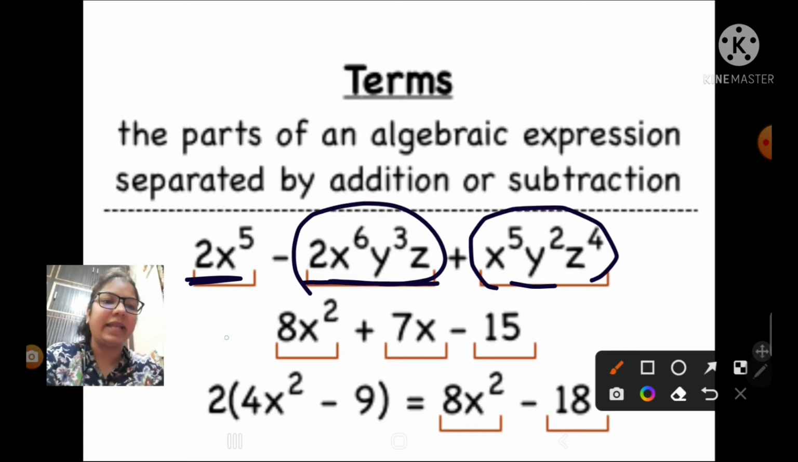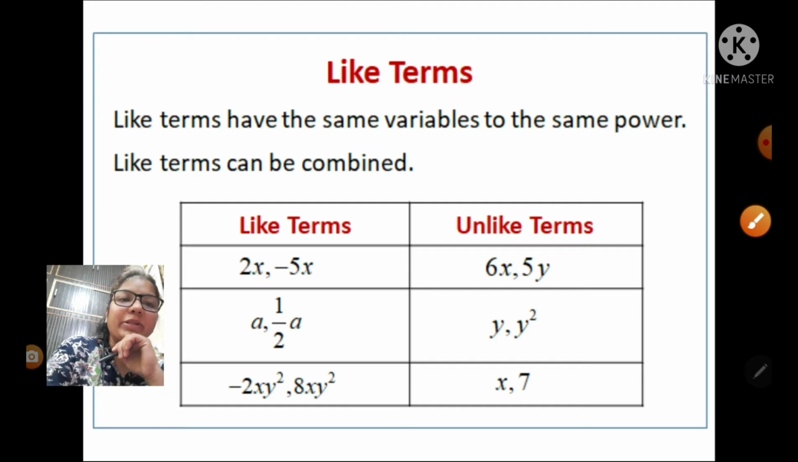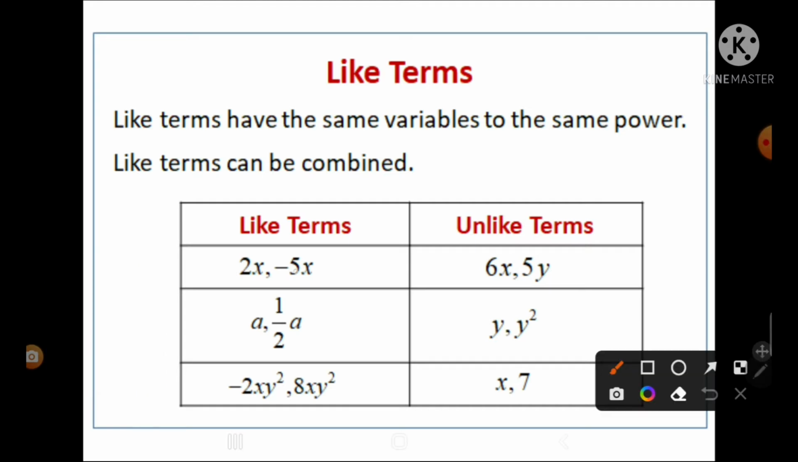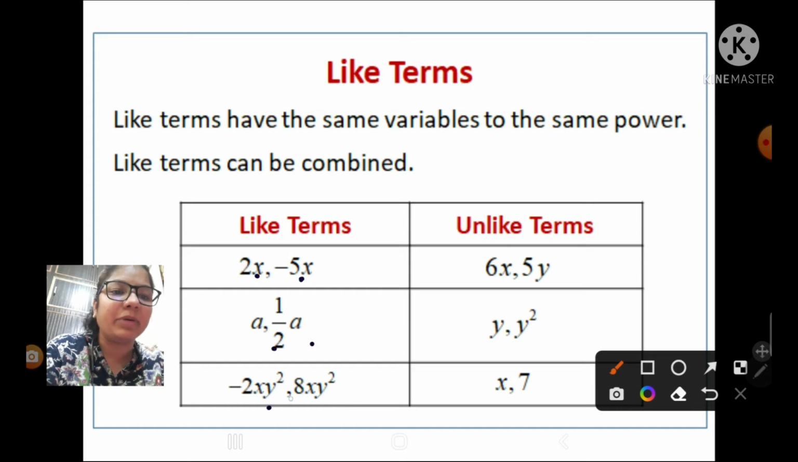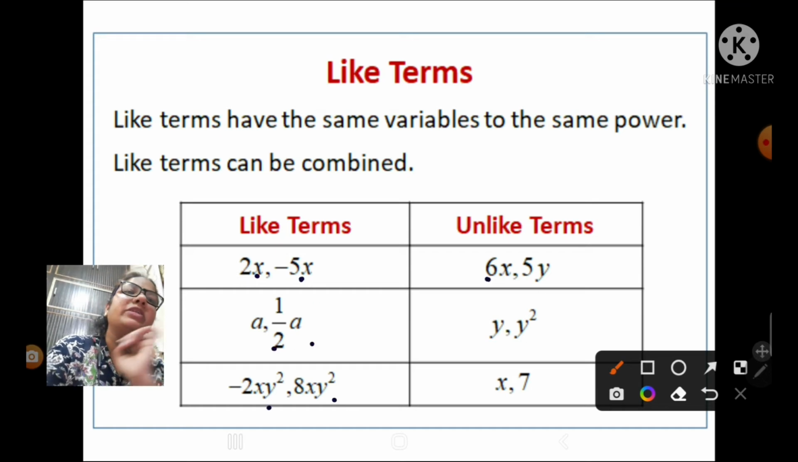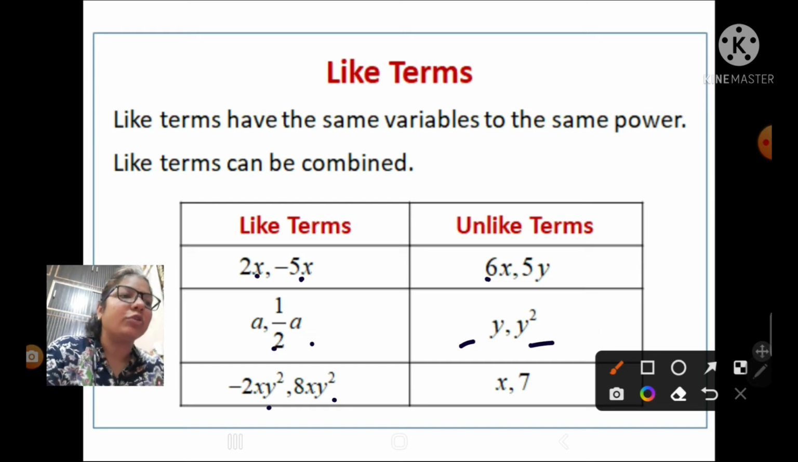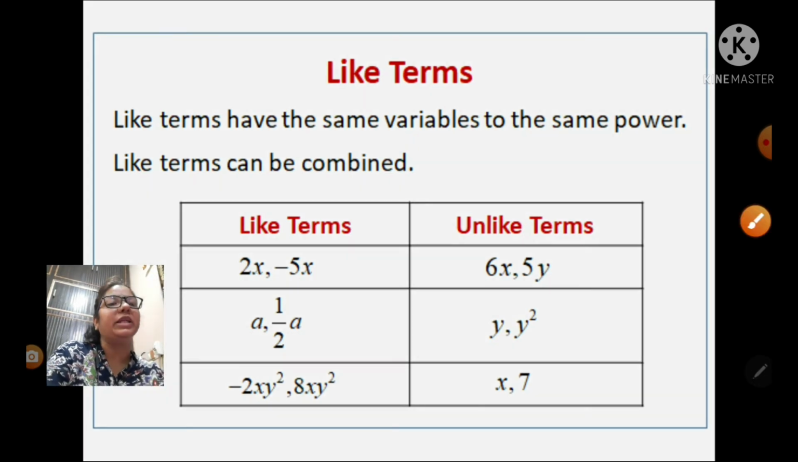In the next expression, how many terms are there? 3 terms. 8x square, first term. More examples of like term. Here you can see in the first table, all like terms have the same variables. Unlike terms are not having the same variable, like y square, the variables are not the same. So you can add or subtract only like terms.